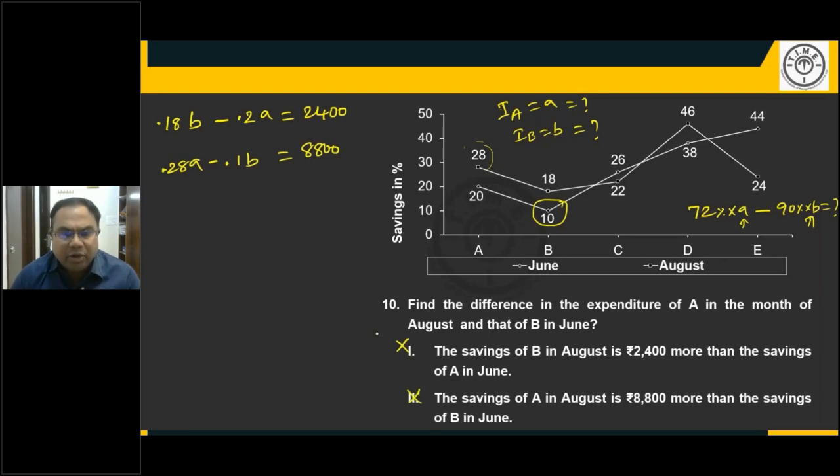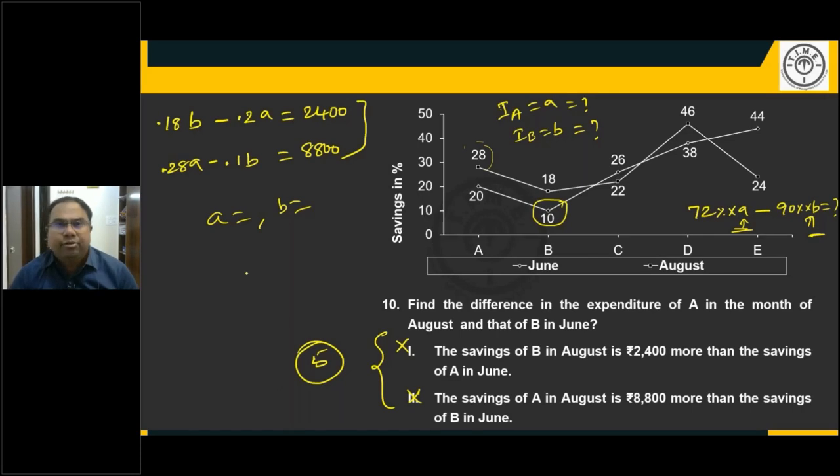In one equation, two unknowns, I cannot solve. Combine your two equations, two unknowns, and solve them. You'll get the A value and B value. When you know the A value and B value, put them here, and you can get the difference between their expenditures. Combining both the statements, we can answer. Answer choice 5.